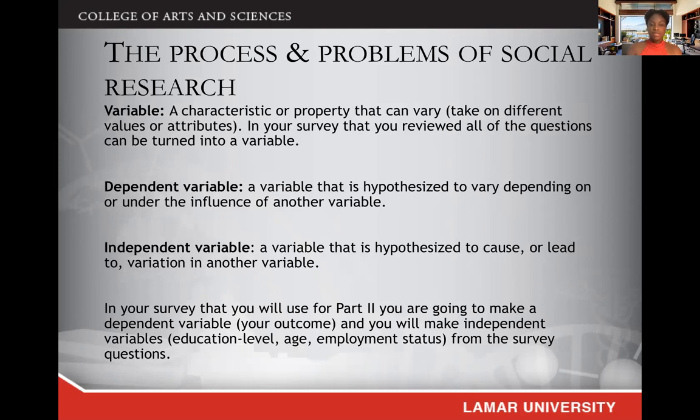This is the exact same thing, but in your survey that you use for part 2, you will choose a dependent variable. So your outcome, what you're looking for. If you're going to research health, then health would be your dependent variable. Or if you're going to look at smoking, then smoking would be your variable. Or car accidents, then car accidents would be your dependent variable. And your independent variable would be your educational level, age, employment status. Okay.